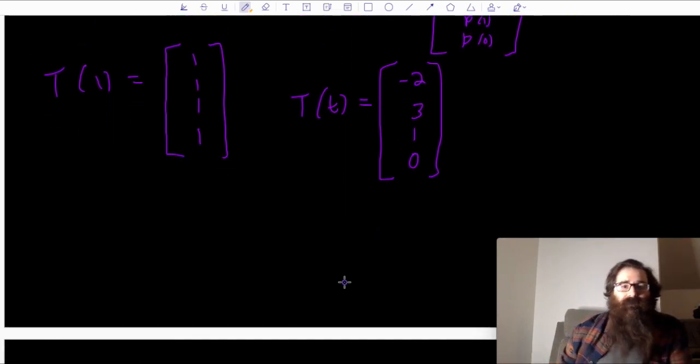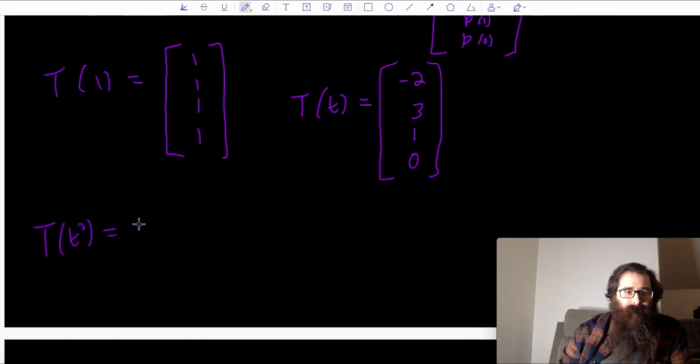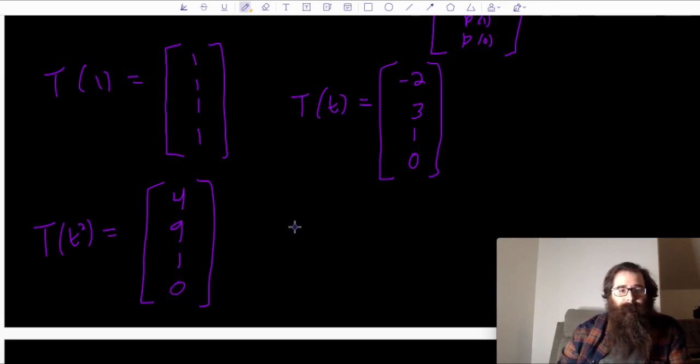Well, what about if I plug in t squared? Well, t squared is my basis vector, right? So if I'm plugging into t squared, if I plug -2 into t squared, it's going to square it. It's going to give me 4. If I plug 3 into t squared, it's going to square it. It's going to give me 9. If I plug 1 into t squared, it's going to give me 1 times 1 is 1. If I plug 0 into t squared, it's going to give me 0 back out.